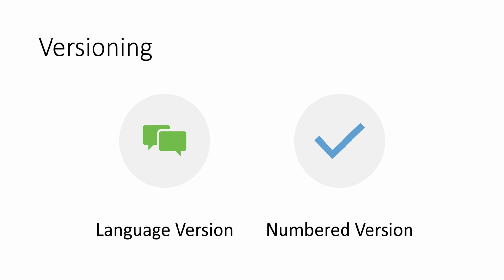So, what is versioning? Versioning can be of mainly two types. One is, as you can see here, language version, and another one is numbered version. Let's see the use case.